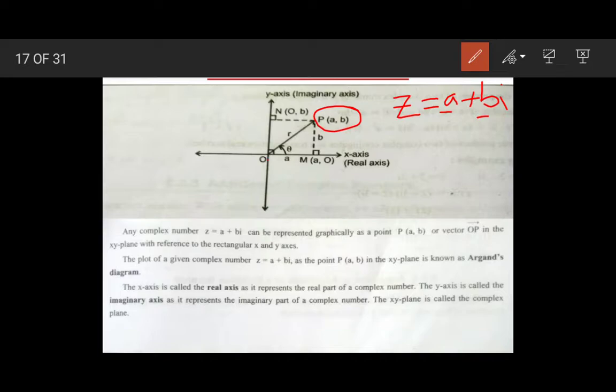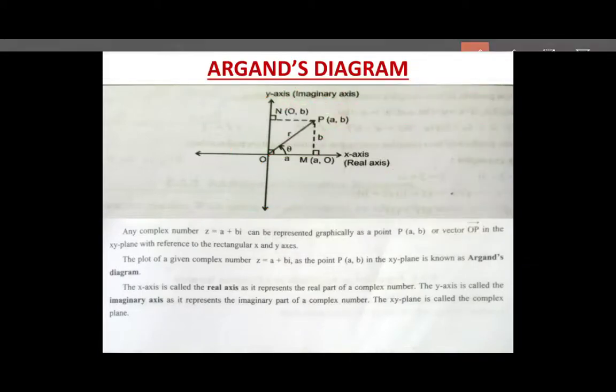Then we draw this line, from the origin to this P. Now this angle is theta and this is the radius. This length is b, the perpendicular length, and this angle is theta. This much part is a. This is the real axis, this is the imaginary axis, and this is the point, and this diagram is known as an Argand diagram.